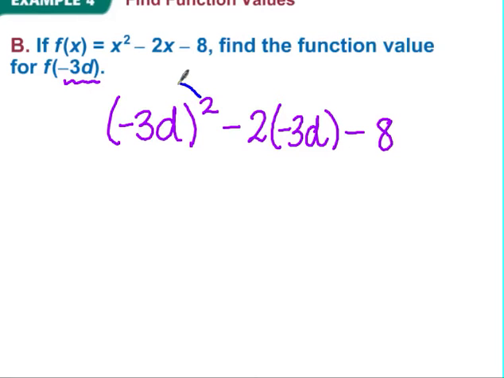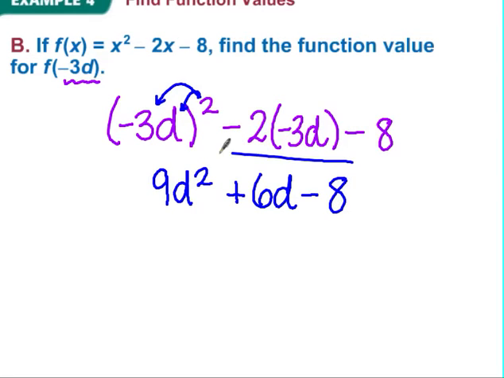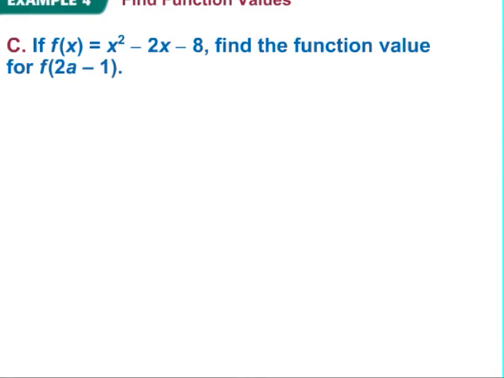Remember, I square each of these. What do I get here? Negative 9. What do I get here? 9d squared, yep, plus 6d. There you go. Okay, because a negative 2 times a negative 3 is a positive 6. Okay. So now we've dealt with a number and a variable. Now we get to a quantity.